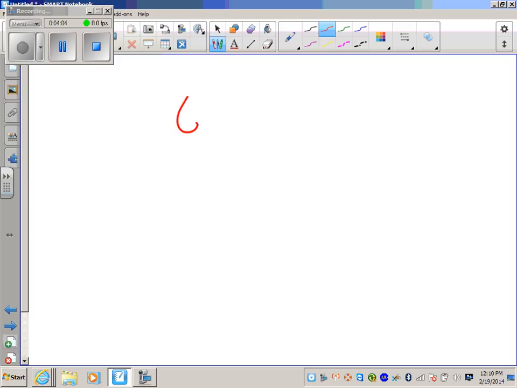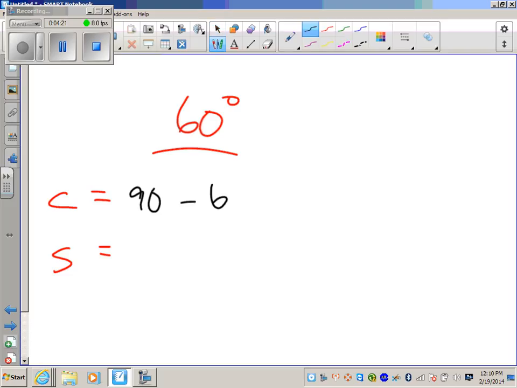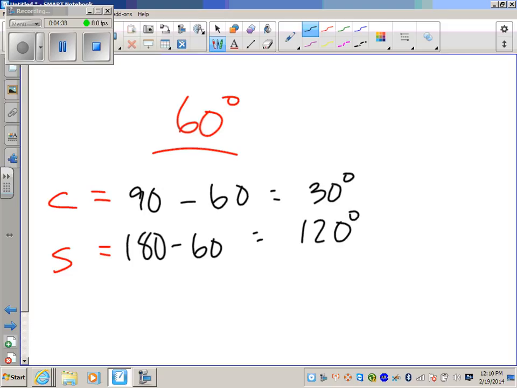So complements and supplements. So let's take a 60-degree angle. I want its complement, and I want its supplement. How do I find it? Complement, I'm going to take this measurement and subtract it from 90. Supplement, I'm going to take this measurement and subtract it from 180. So its complement is going to be 30 degrees, and its supplement is going to be 120.